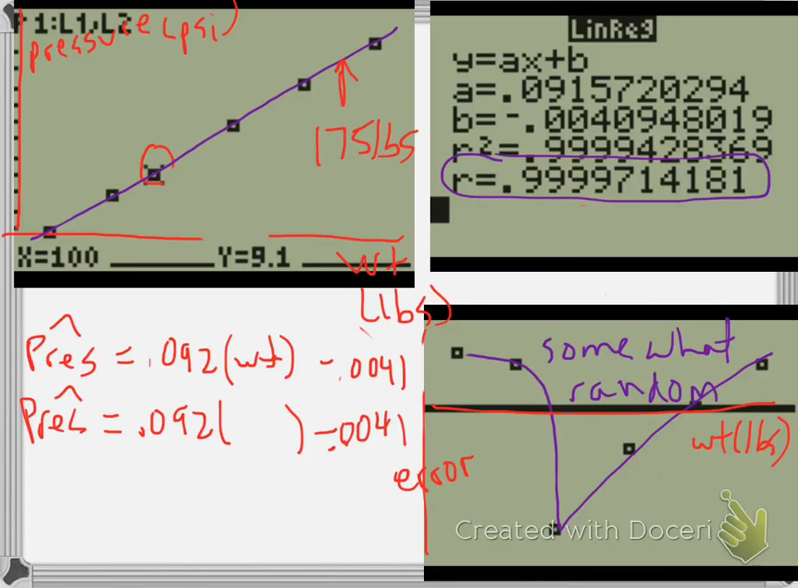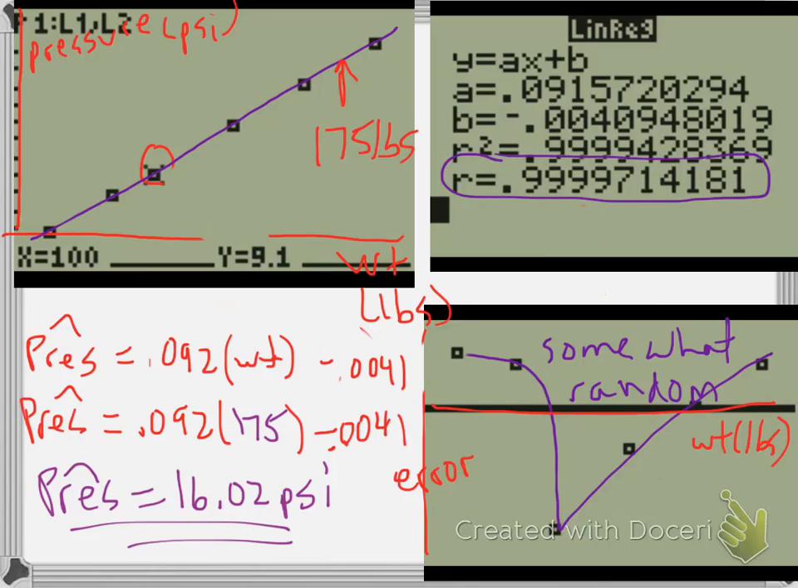So I'm going to write that in there, 175 pounds. And so I end up getting, when I type that in, a pressure of 16.02 pounds per square inch. And I'm okay with that prediction. There are lots of ones you can try, but at some point you just sort of pick the best one. And you're not going to get in real life a correlation that high very often.